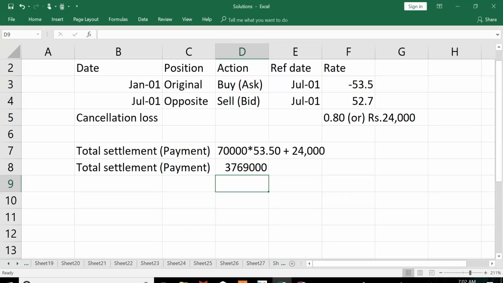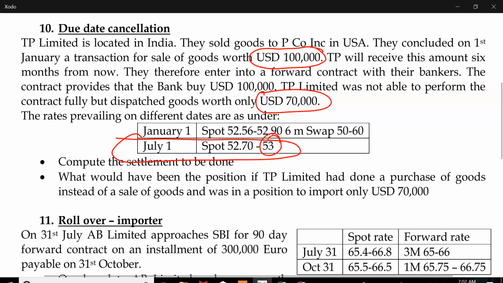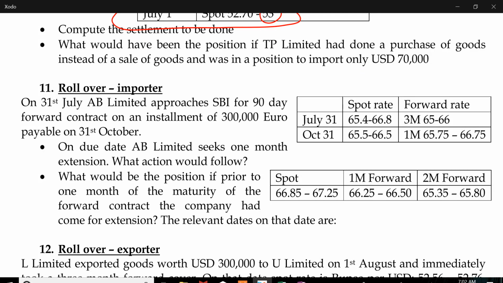37,69,000. 70,000 into 53.50, that's the rate originally agreed on. 24,000 of penalty to be paid. We have made a loss on cancellation, so we have to pay 24,000. Overall 37,69,000 is to be paid. Can we go through question 11?